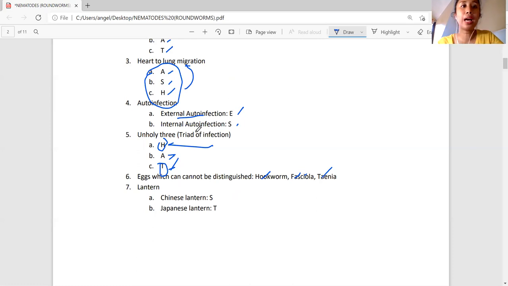Yan. So, class, we have lanterns in parasitology. So, Strongyloides stercoralis, the ova looks like a Chinese lantern ova. Yan. When we have Trichuris trichiura, it's Japanese lantern ova. Sa Capillaria philippinensis, its ova looks like a peanut shape.